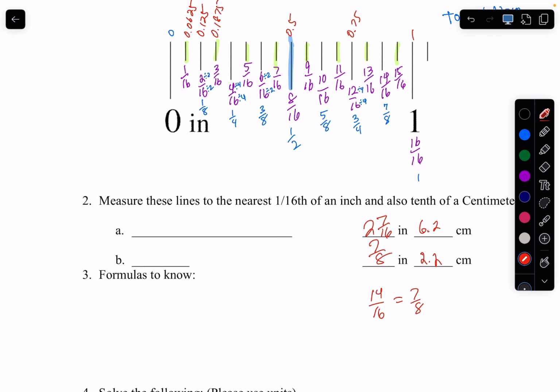For the top one, I got 6.2. So I'm going to give it to you if you put 6.1 or 6.2 or 6.3. So if you're 1 higher or 1 lower, good to go. You got it right. Same thing for the bottom one. I got 2.2. But if you get 2.1, 2.2, or 2.3, I'm going to give it to you.